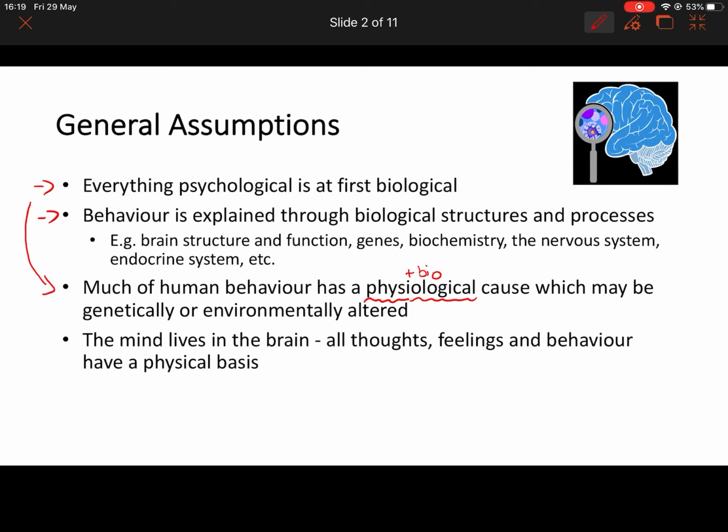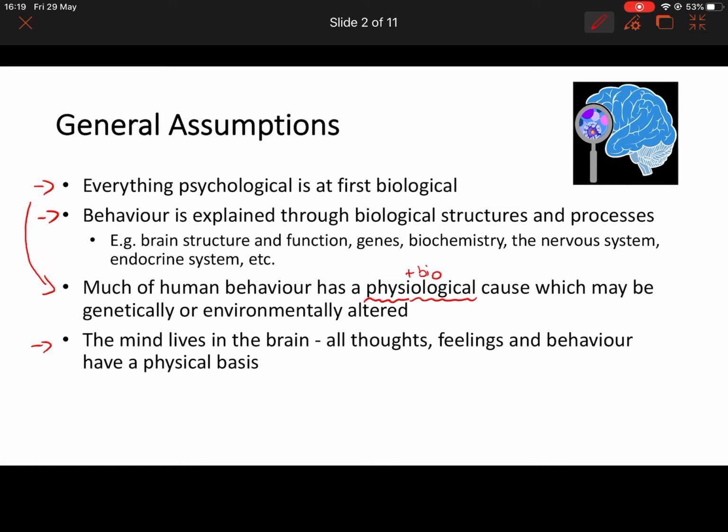More recently, biological psychologists have become particularly interested in Darwin's ideas about evolution and how this might apply to human behaviour. So this allows us to understand the adaptive significance of behaviours like aggression or depression or mate selection, for example. And then finally, although it might seem obvious, the biological approach believes that the mind lives in the brain and that all thoughts, feelings and behaviours have a physical basis.